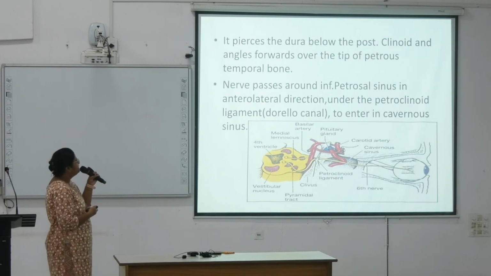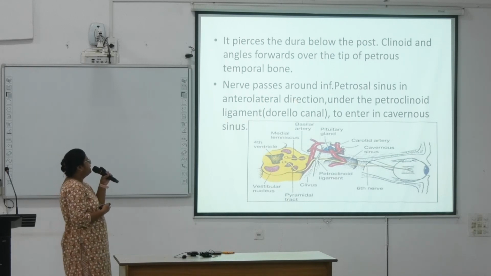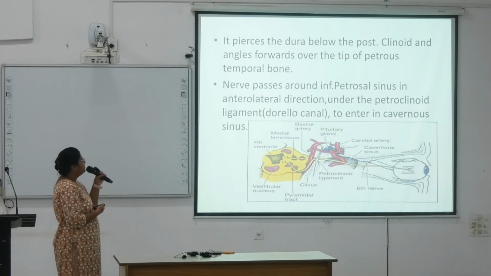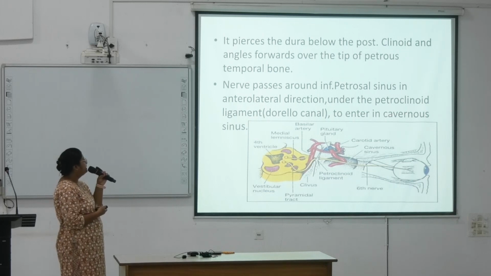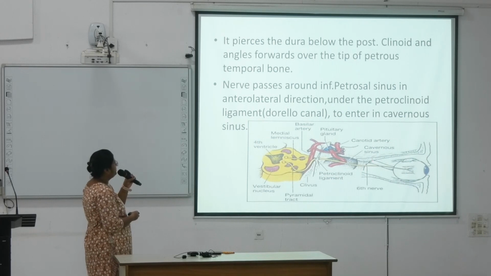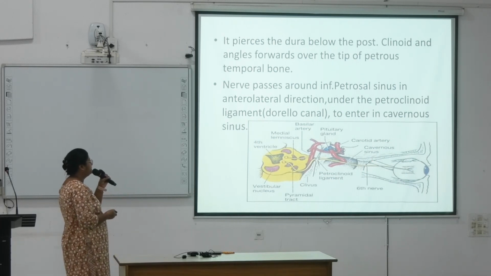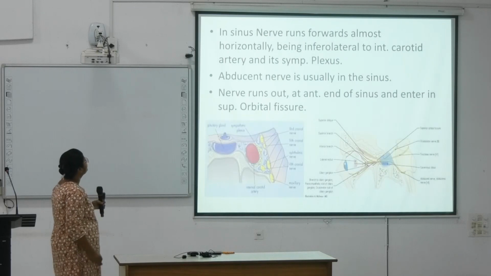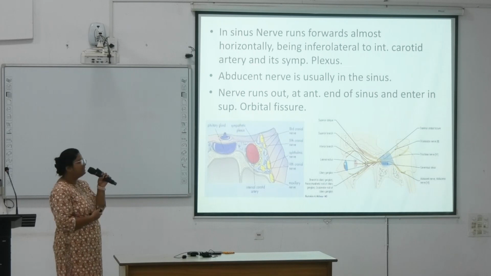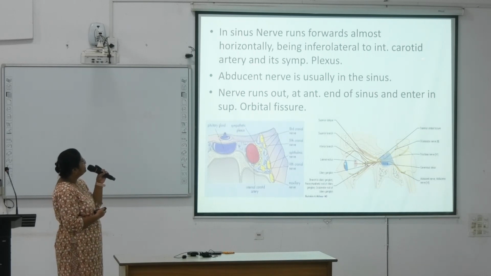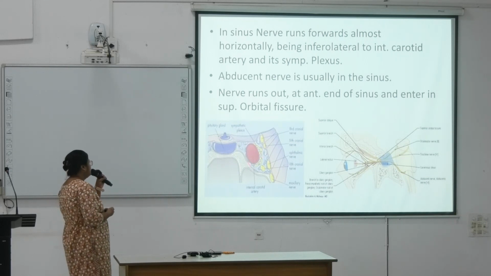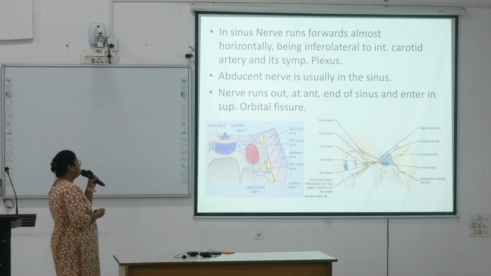The nerve passes around the inferior petrosal sinus in the anterolateral direction under the petroclinoid ligament, Dorello's canal, to enter the cavernous sinus. Here it is entering within the cavernous sinus. Here lies Dorello's canal. Next, in the cavernous sinus, the nerve runs forward almost horizontally, being inferolateral to the internal carotid artery and its sympathetic plexus.